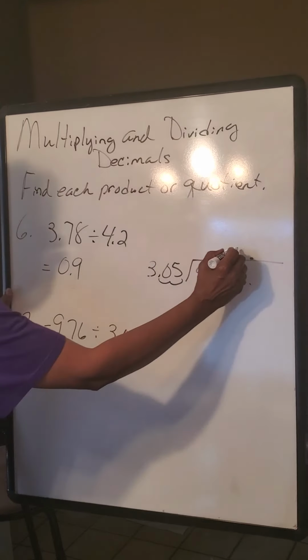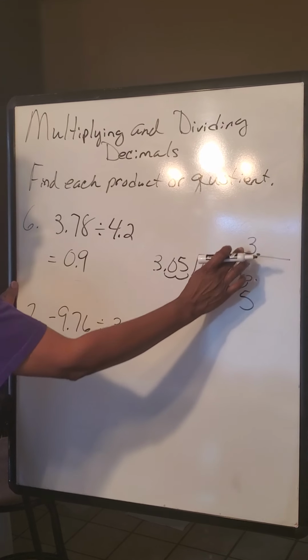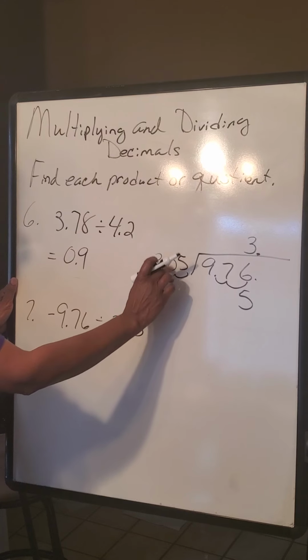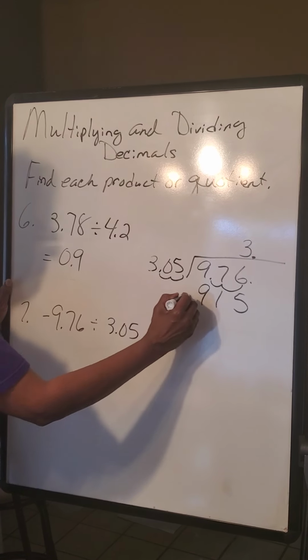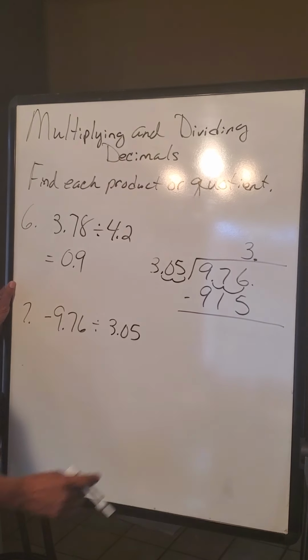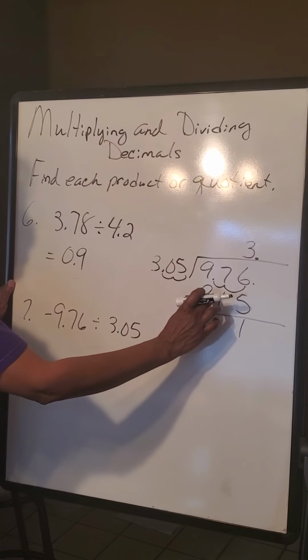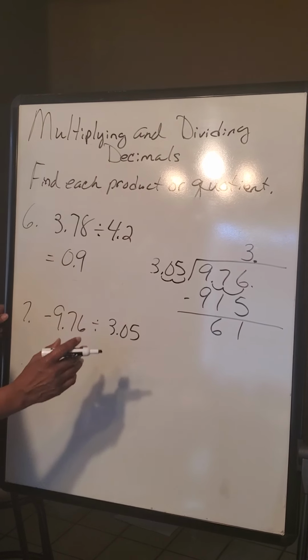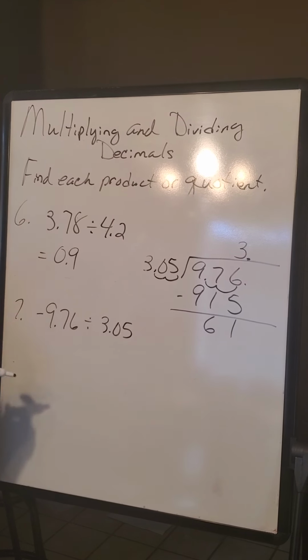So we're going to try 3. 3 times 5 gives us 15. 3 times 0 gives us 0 plus 1 gives us 1. 3 times 3 gives us 9. Now let's subtract. When I subtract, 6 minus 5 gives me 1. 7 minus 1 gives me 6. And I am safe because that remainder is smaller than that divisor.